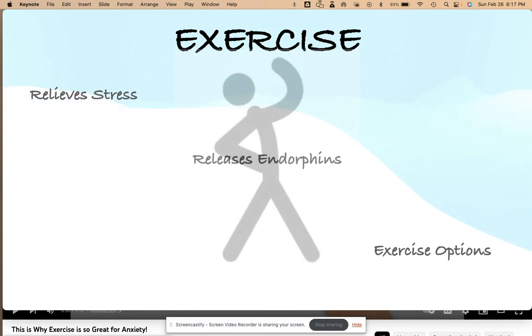I know it works for me. I know for a fact that if I didn't do my exercises every day, even the bad days would be worse. The good days wouldn't be as good. On that note, let's take a look at a great to the point video on the benefits of exercise with an emphasis on its effects on anxiety and stress.